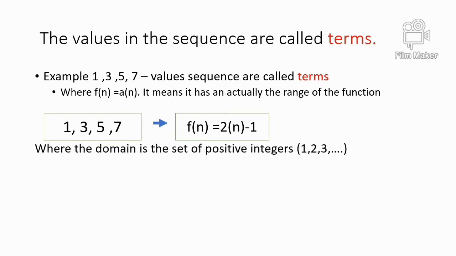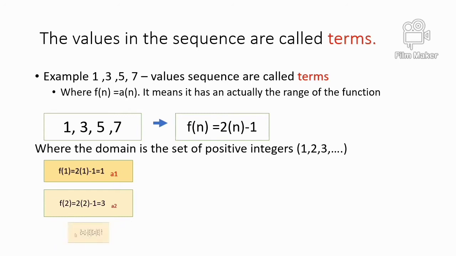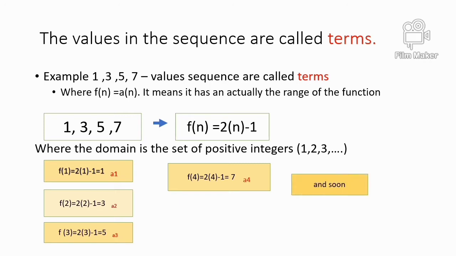The domain is the set of positive integers 1, 2, 3, and so on. Then we substitute 1, 2, 3 in the formula f of n equals 2 times n minus 1. So f of 1 is equal to 2 times 1 minus 1, which is 1. f of 2 is 2 times 2 minus 1, which is 3. f of 3 is 2 times 3 minus 1, which is 5. f of 4 is 2 times 4 minus 1, which is 7. And so on.